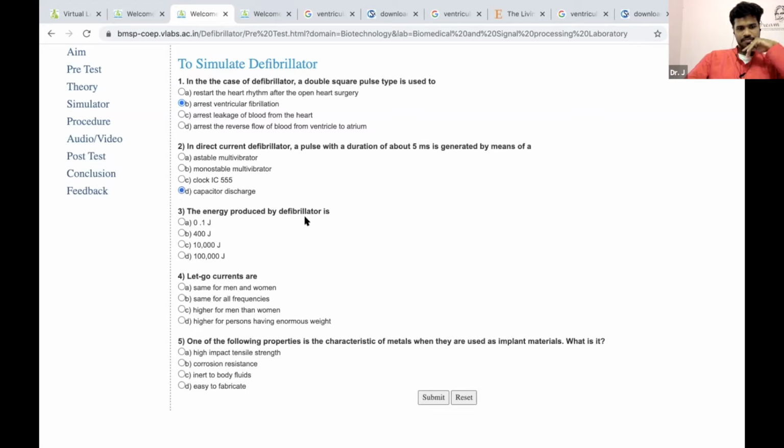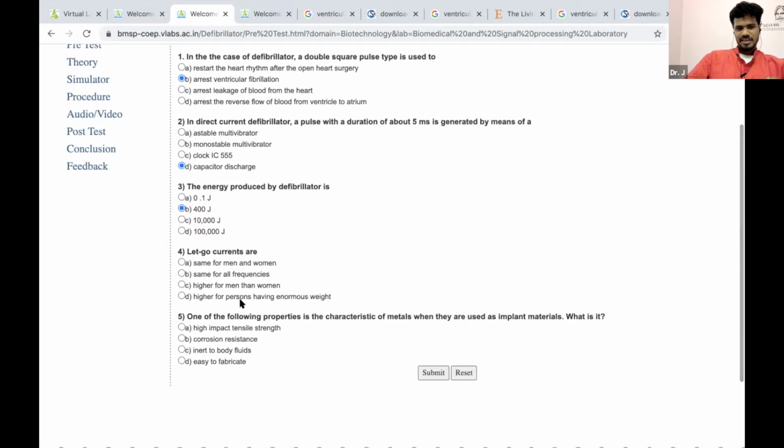Energy produced by defibrillator. Where do we think here? Now, all of us notice it's roughly 400 joules. So I suppose biphasic will be somewhat lesser, 100 joules or something like that. And then let go current.